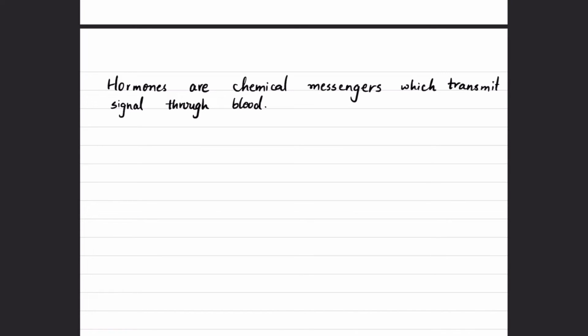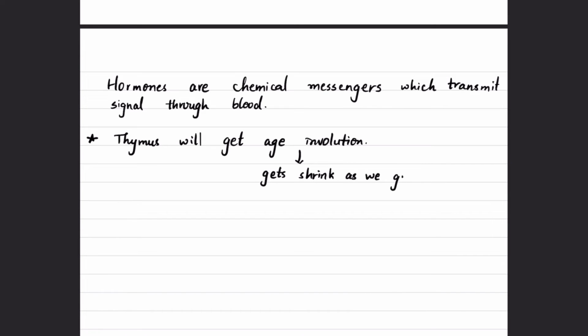Now some facts about the endocrine glands. The first fact is that the thymus is the only gland which undergoes age involution. Age involution means it shrinks as we grow. After puberty, this gland shrinks.